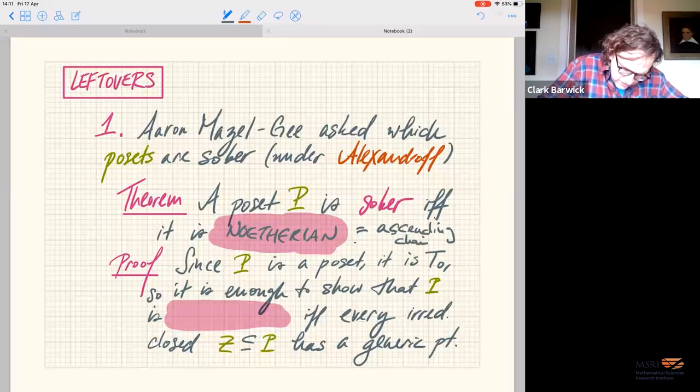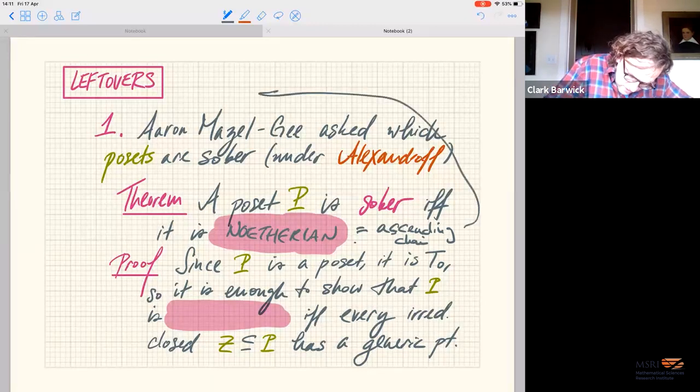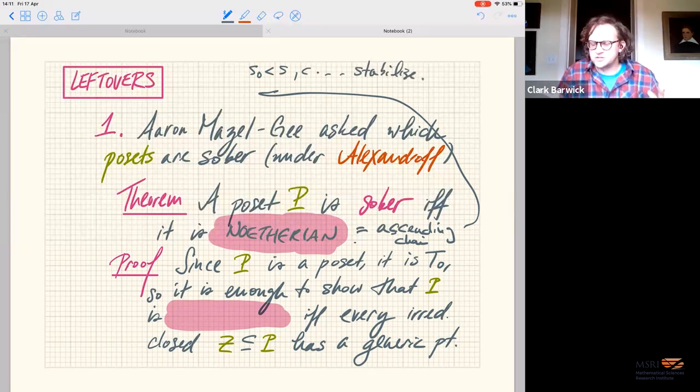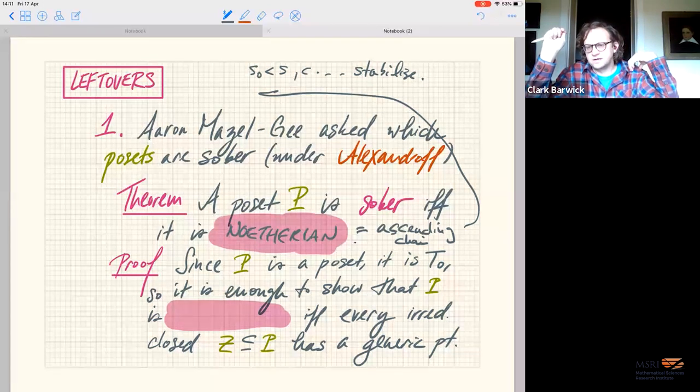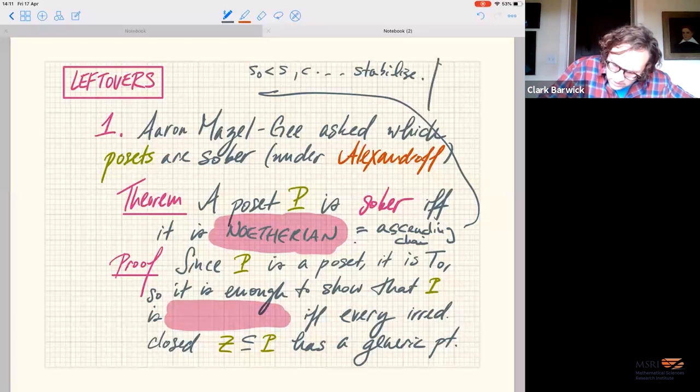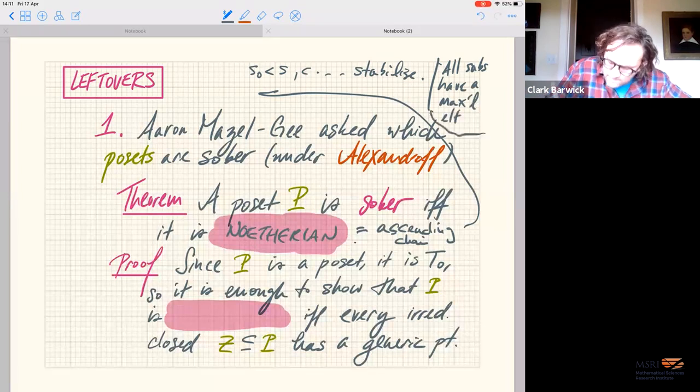So actually, why don't I say a little more? So I'll go up here. If you've got a sequence S0, S1, dot, dot, dot, it will have to stabilize. So any such chain does that. That's the same as saying that if you have a subset inside there, it has a maximal element. Those are the same sentence. So all subsets have a maximal element. Of course, it doesn't have to be unique. Okay.